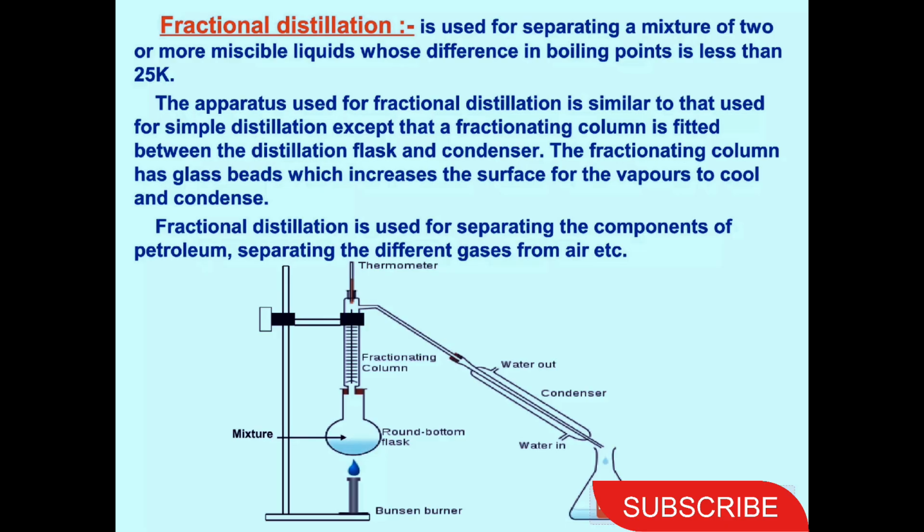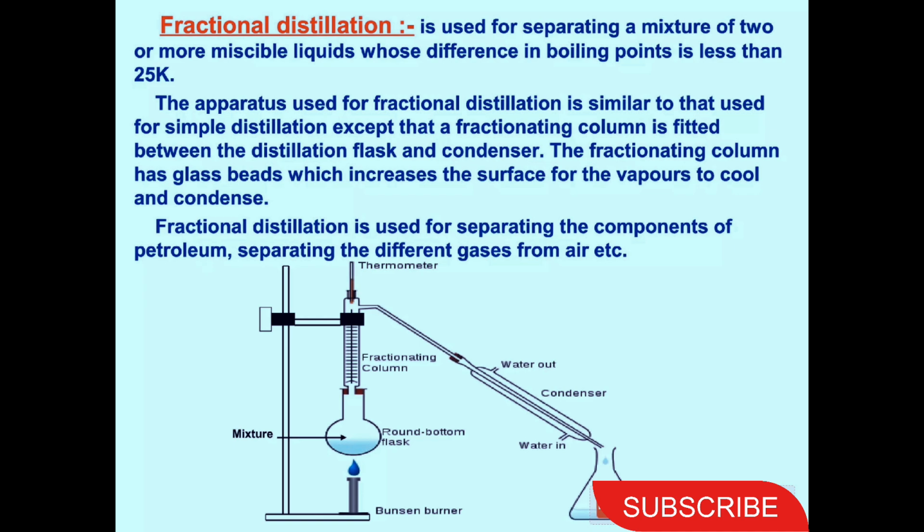The apparatus used for fractional distillation is similar to that used for simple distillation, except that a fractionating column is used between the distillation flask and condenser. If you are not using a fractional distillation column, that is simple distillation. In fractional distillation, we have to use a special fractionating column as an apparatus. The fractionating column has glass beads which increase the surface for the vapors to cool and condense. Fractional distillation is used for separating the components of petroleum, separating the different gases from the air, etc.